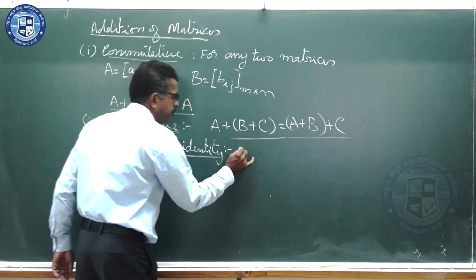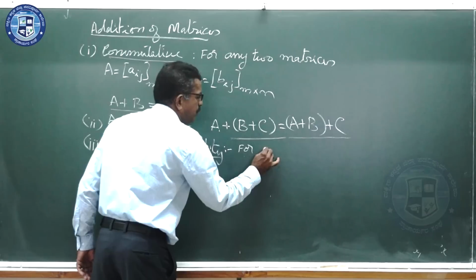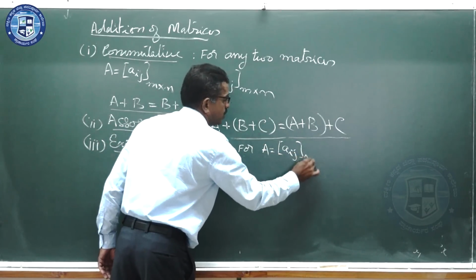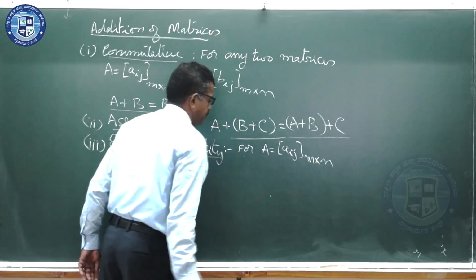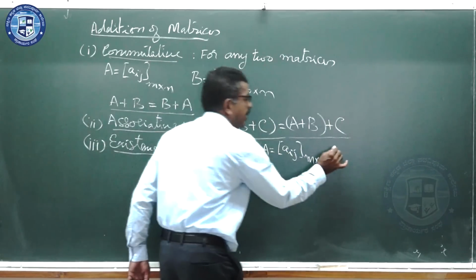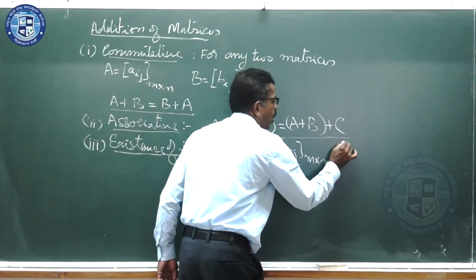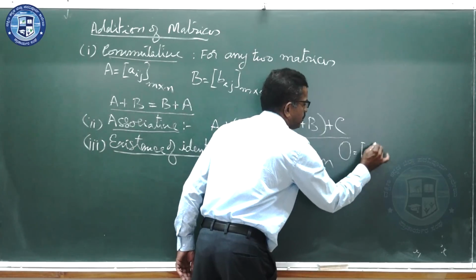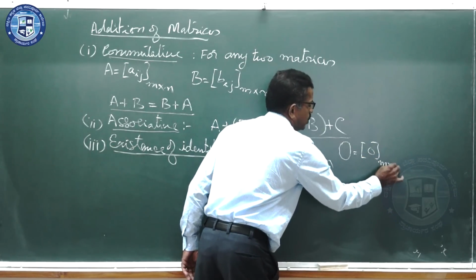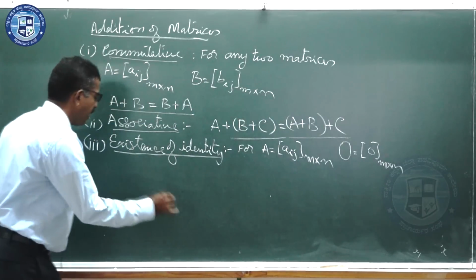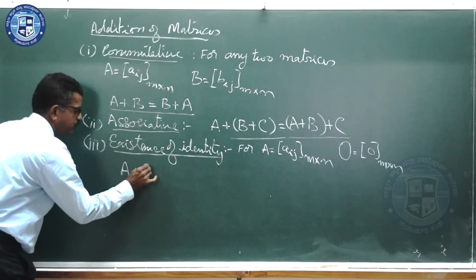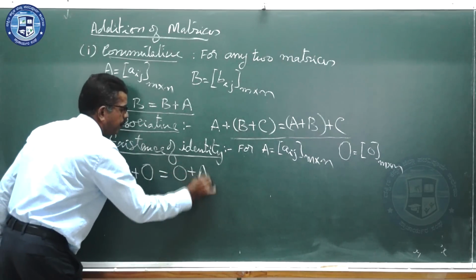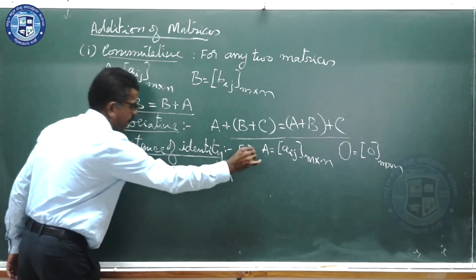So suppose for any matrix A, I call that matrix Aij with the order m cross n, m rows and n columns. Then we have another matrix, say O. O is a matrix with all entries zeros and the order must be same, m cross n. Clearly we have A plus O, that will be same as O plus A, and that will be equal to A.